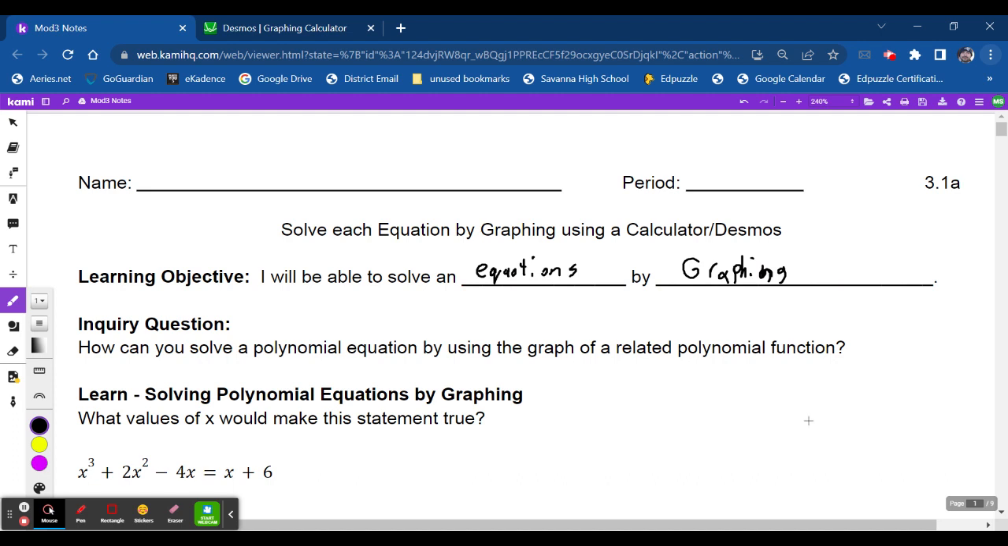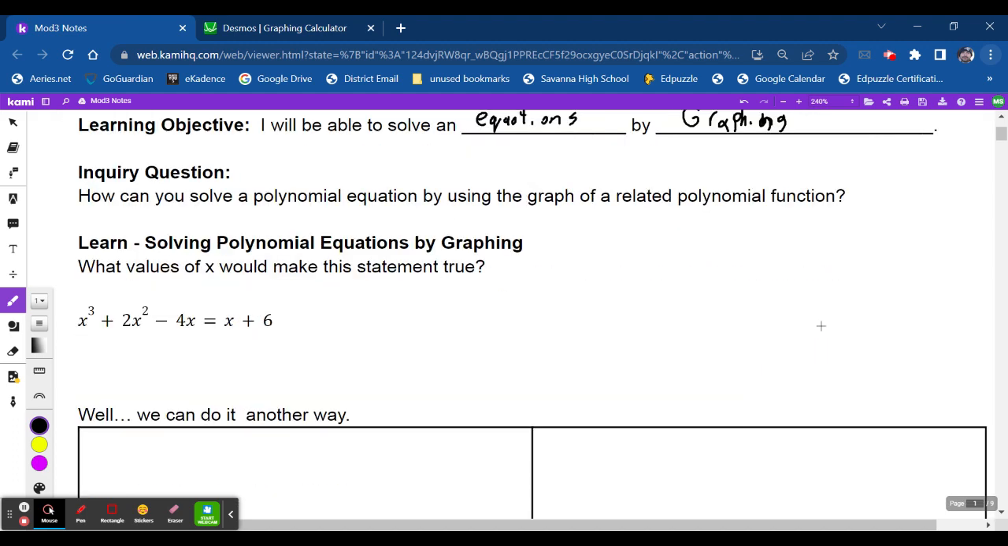Graphing. So, the inquiry question we have today is, how can we solve a polynomial equation by using the graph of a related polynomial function? Well, what values of x would make this statement true? We're actually going to graph this, but we're going to notice that there's no y, so it's only going to have an x value.